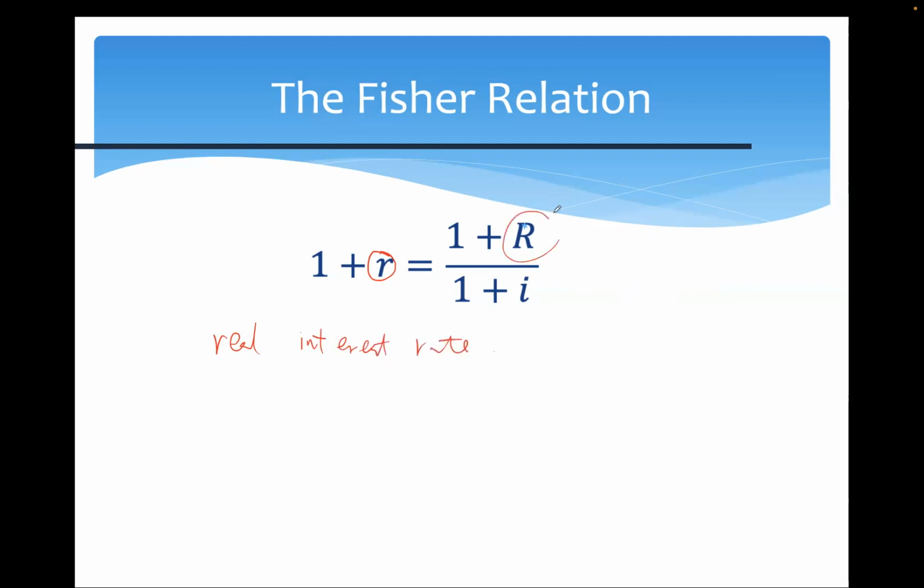And this R is nominal. Okay, so how would you derive that? 1 plus r is what you get with the real interest rate. If I put 1 unit of goods aside today, then tomorrow I'm going to get 1 plus r units. This is in terms of goods.